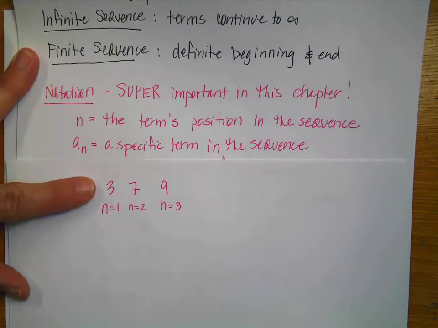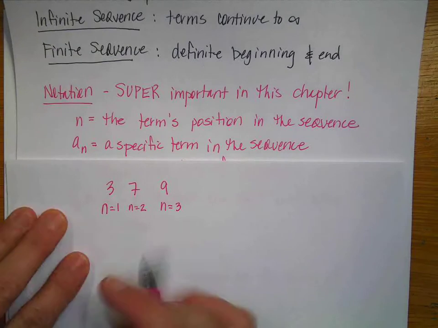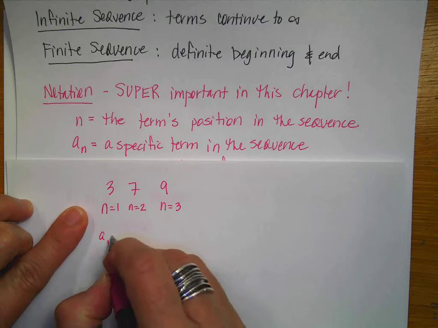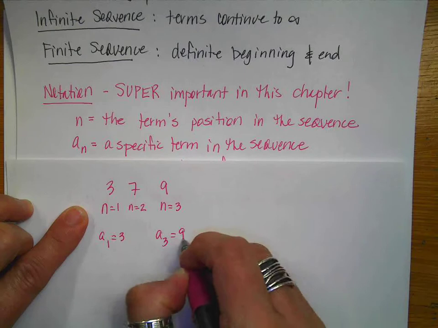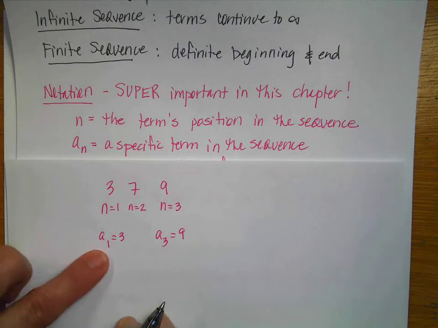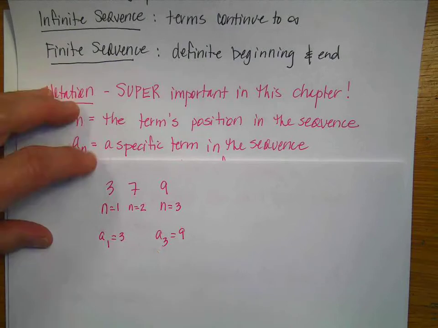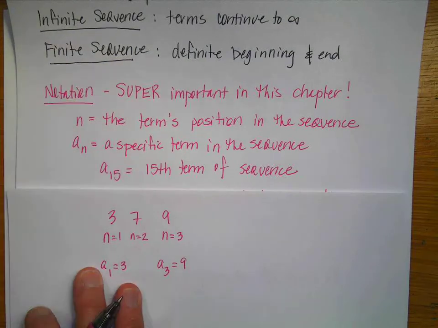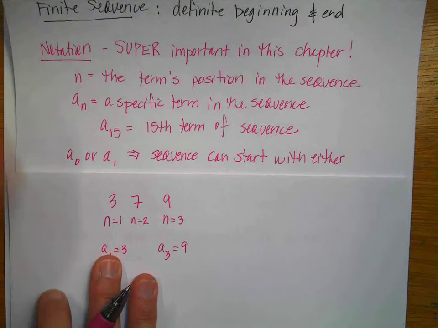A sub n is a specific term in the sequence. So with what I have, a sub 1 would be 3 and a sub 3 would be 9. This says this is the first term of the sequence, and this is the third term of the sequence. If I have a sub 15, that is the 15th term of the sequence.